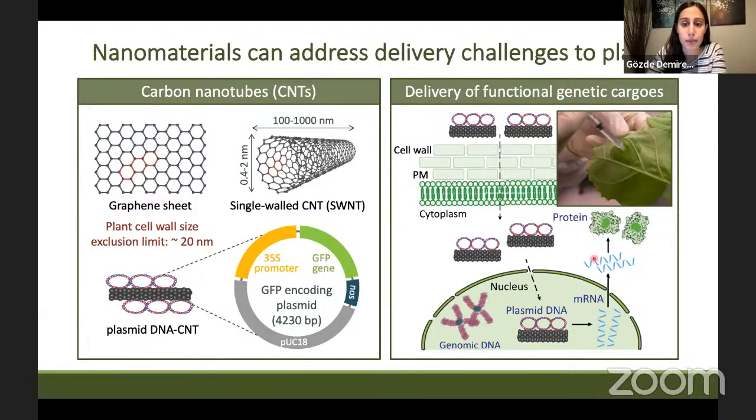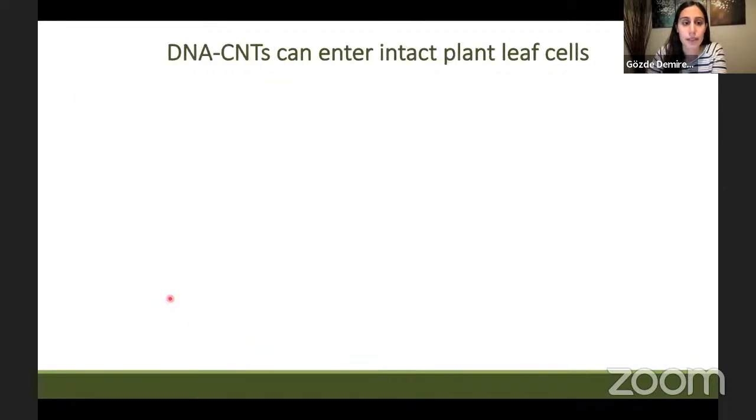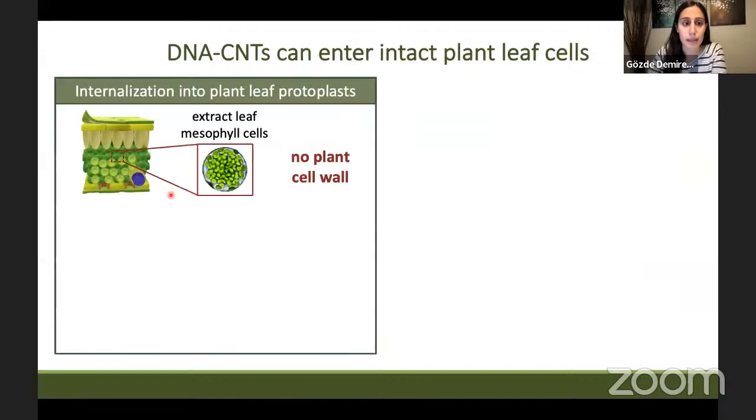Before looking at the protein expression, we wanted to see if these DNA-loaded carbon nanotubes can enter the plant cells. And for that, we started looking at protoplasts. Protoplasts are leaf cells that we can extract from the leaves and remove their cell wall using enzymes. So this is an initial system that we wanted to test. Given it doesn't have a cell wall, it's an easier place to begin with because the nanoparticles would only need to pass through the cell membrane in this case.